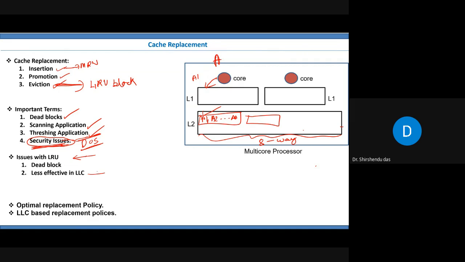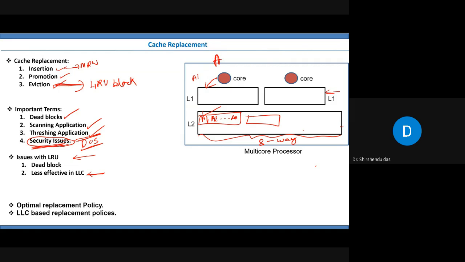Less effective in LLC. Less effective in LLC means, let me give you one term here: the principle of locality. I think it is clear to you. The main benefit of the principle of locality is consumed by the higher levels of caches. What are the higher levels of caches? L1 is the higher level of cache. So the main benefit of the principle of locality, temporal and spatial, is consumed by the higher levels of caches, like L1. So in L2, those properties do not get much benefit.